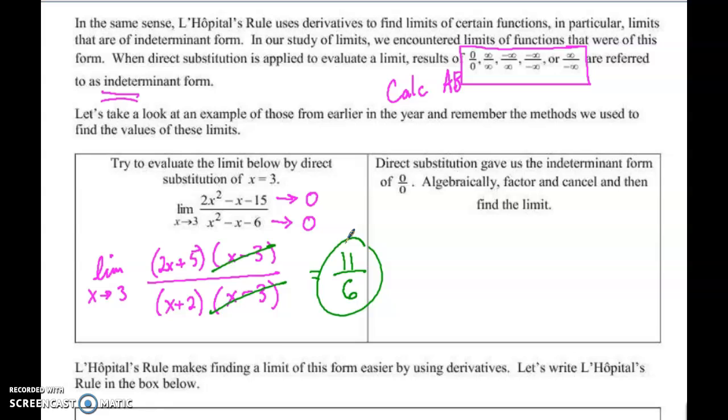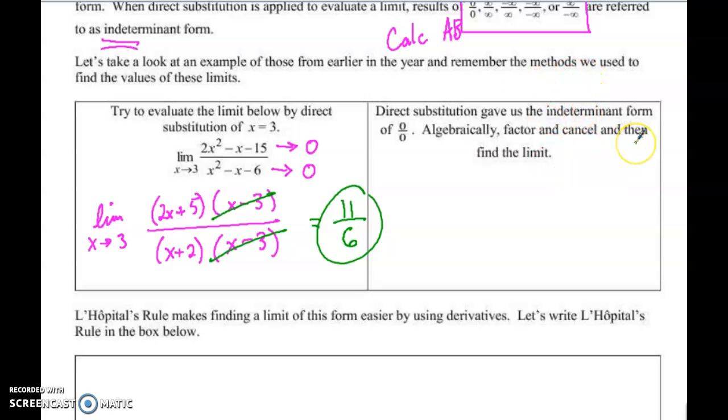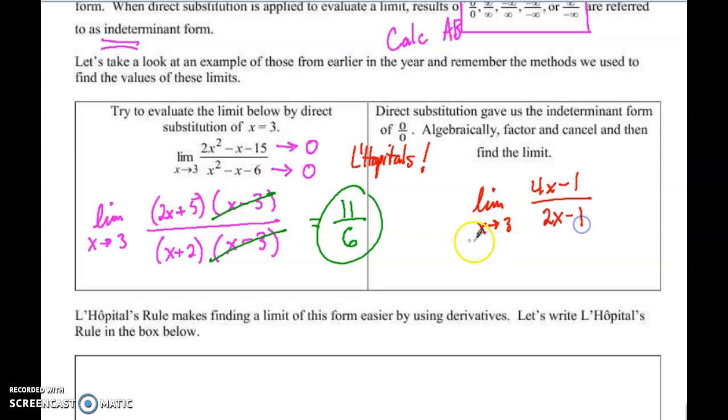Okay, so what is L'Hopital's rule? Well, how about this? Let me just give you the answer and show you that piece. If I asked you to do L'Hopital's rule, once you identify that it's 0 over 0, you would probably want to write down L'Hopital's rule. You can even just write down L'Hopital's. What you do is you just take the derivative of the top, which would be 4x minus 1. And then you take the derivative of the bottom, which is 2x minus 1. And then you plug in 3.